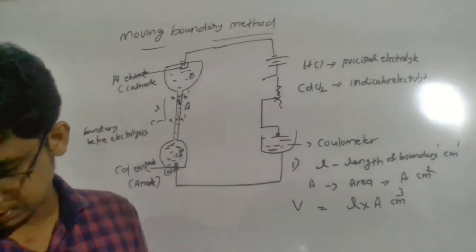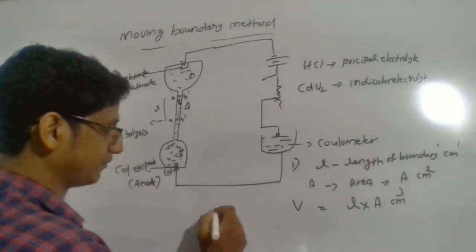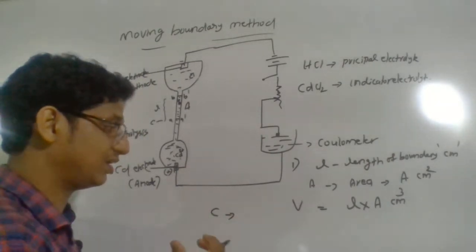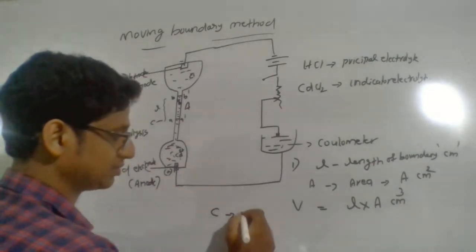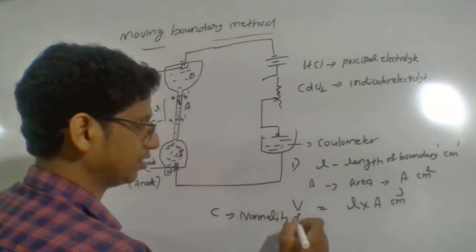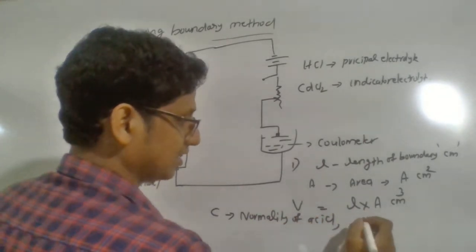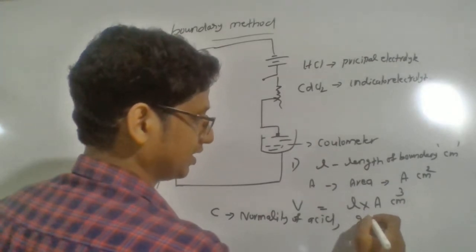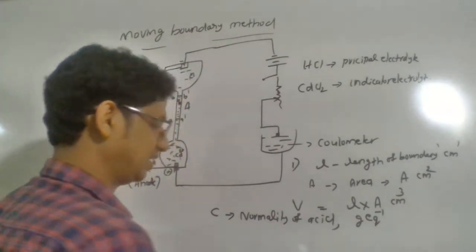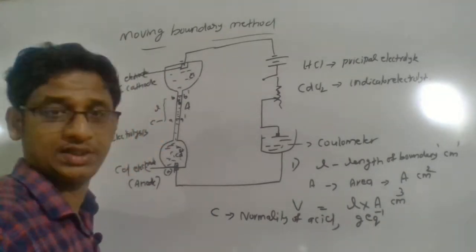Now let us discuss. Let C be the constant normality, the normality of the acid that we used, in gram equivalent per liter.